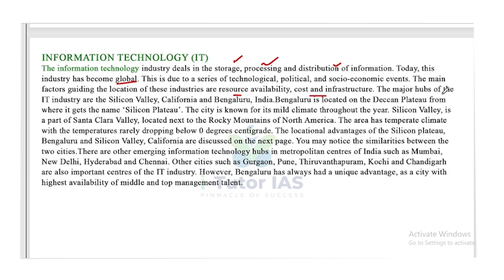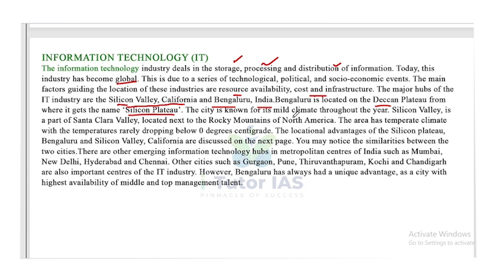Now, the major hubs of the IT industry are the Silicon Valley in California and Bengaluru in India. Bengaluru is located on the Deccan Plateau, from where it gets the name Silicon Plateau. So that's why Bengaluru is also known as Silicon Plateau.